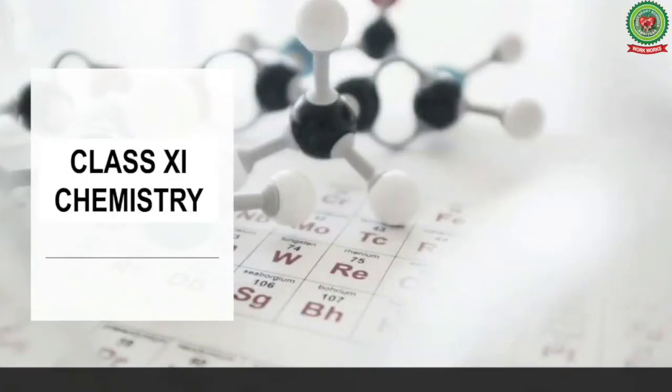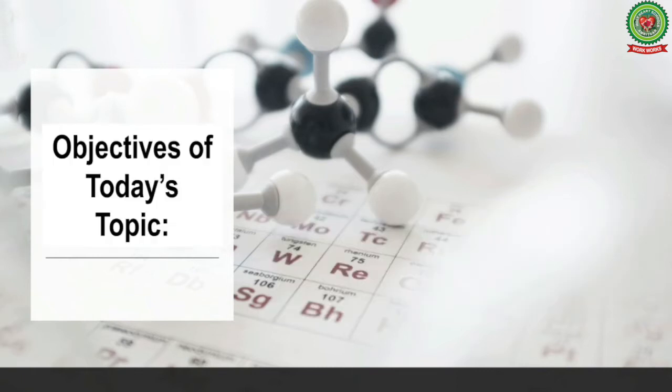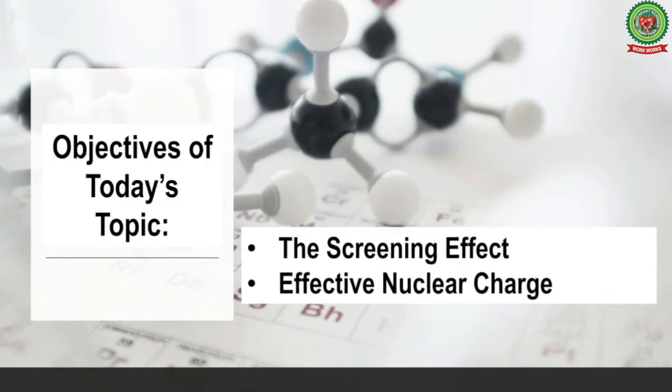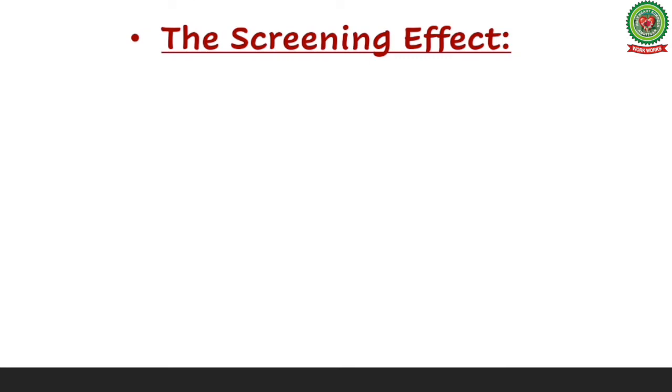Good morning, students. Let us further discuss the chapter Classification of Elements and Periodicity in Properties. The topics that we are going to discuss today are the screening effect and effective nuclear charge. Now, to understand screening effect, let us take an example of an atom.